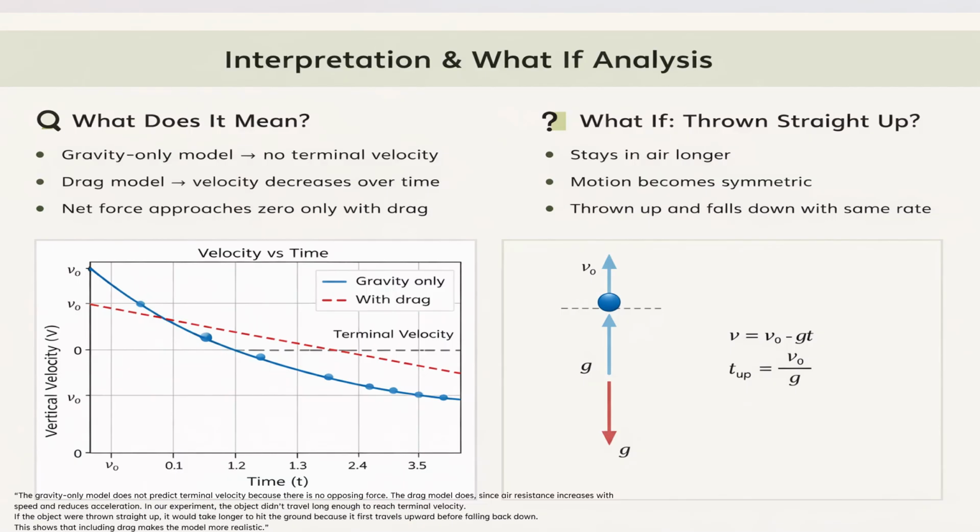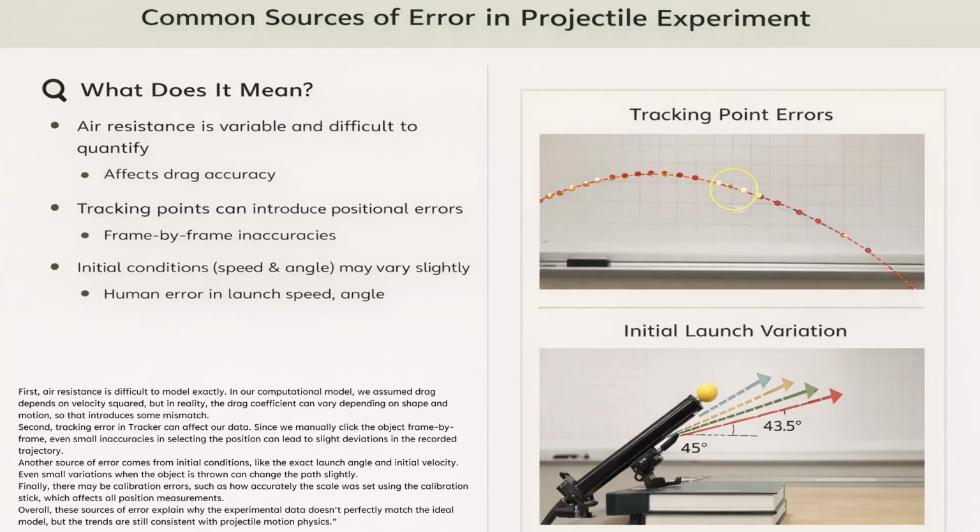These are our what-ifs and our interpretation. Common sources of error in projectile motion experiments in general, and including ours as well: there's air resistance, which affects drag accuracy. Tracking points can introduce positional errors. You can't always be perfect with tracker, especially because you're just left and shift clicking. The initial conditions, such as the speed and angle, can vary slightly, and there is human error, such as recording and all that as well. It's not really the best thing to base an experiment off of, but this is just a rudimentary one.